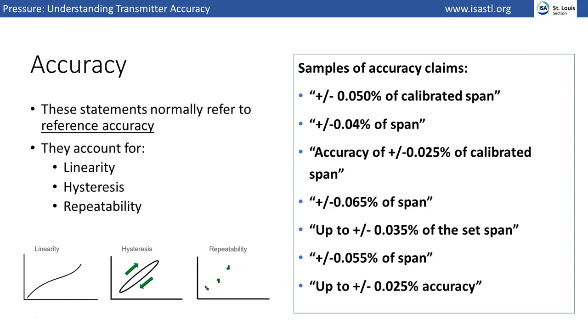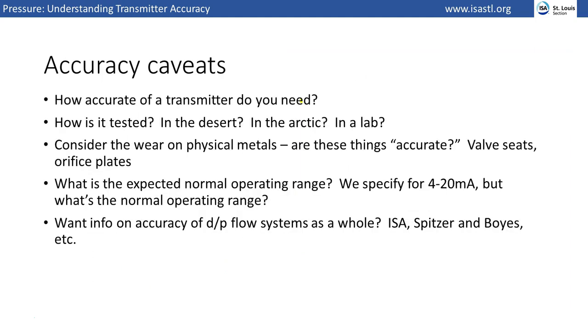When looking at accuracy statements, there are a few things to keep in the back of your mind. For example, how accurate of a transmitter do you really need? Differential pressure transmitters rarely stand alone. They are connected normally to some type of piping. Piping may leak. They may be connected to a diaphragm seal or capillaries that have temperature fluctuations and physical changes over time.